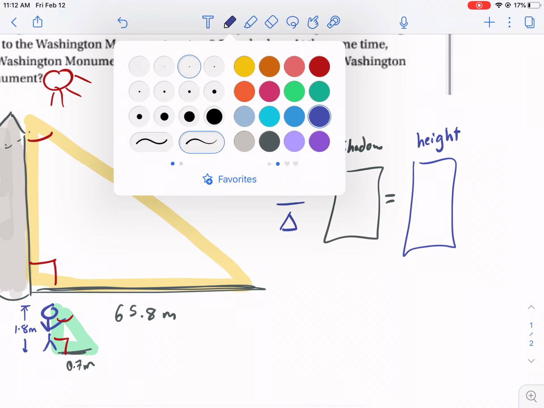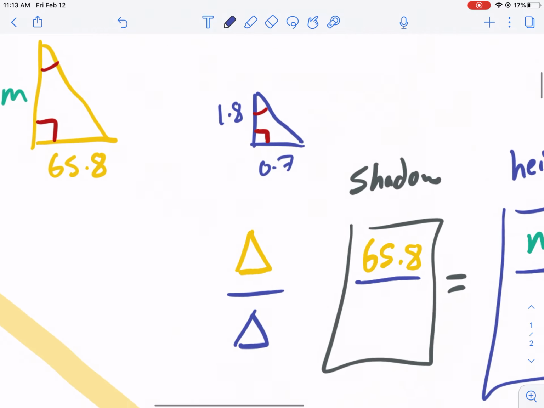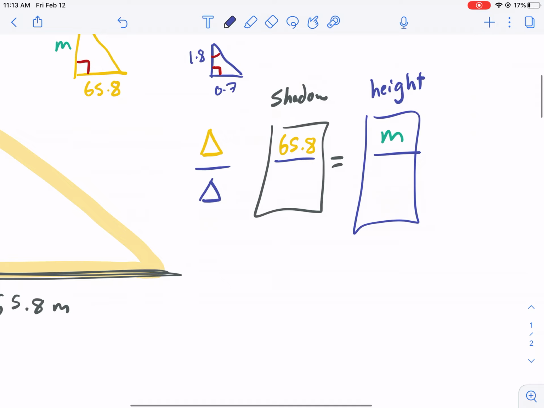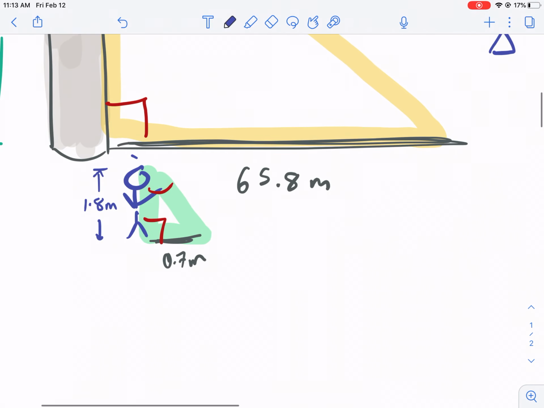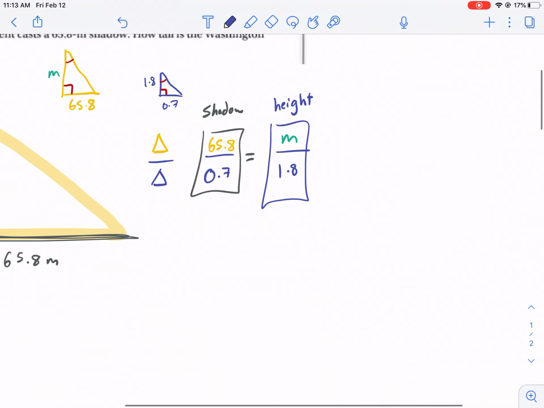So let's go ahead and fill in our blanks here. Sorry, the yellow triangle is the big one. So 65.8 is the shadow. The height of that triangle is unknown. Okay, so that's on the top. For the bottom, we have the small triangle, the little guy, the person. We know the shadow is 0.7, and we know the height is 1.8. Just from this, we can see that because this person is taller than his shadow is long, the monument is going to be taller than its shadow. So we need to expect a number that's bigger than 65.8.